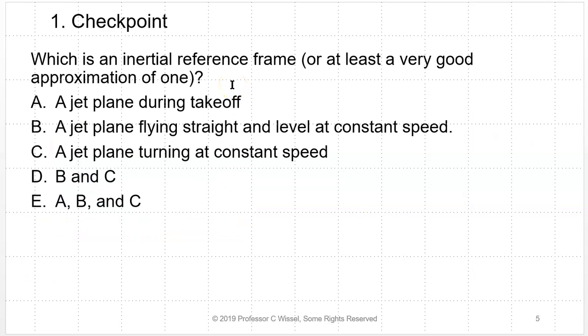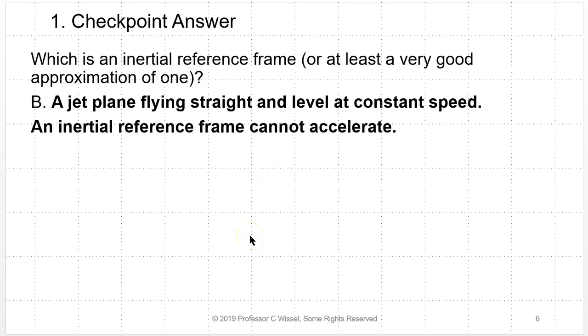Which is an inertial reference frame, or at least a very good approximation of one? Well, it's the one that has no acceleration. Obviously, that knocks out A and C, so the correct answer to that one is B, a jet plane flying straight and level at constant speed. An inertial reference frame cannot accelerate.